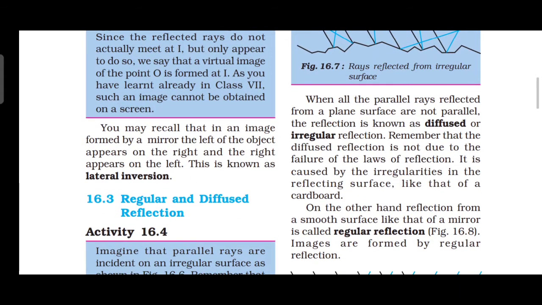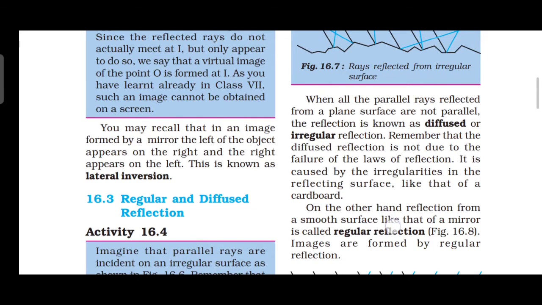Then an image formed by a mirror: left of an object appears on the right and the right appears on the left. This is known as what? Lateral inversion. Okay. An image formed by the mirror, left of an object appears on the right. It is because of reflection, and the right appears on the left. This is known as what? Lateral inversion. Okay.